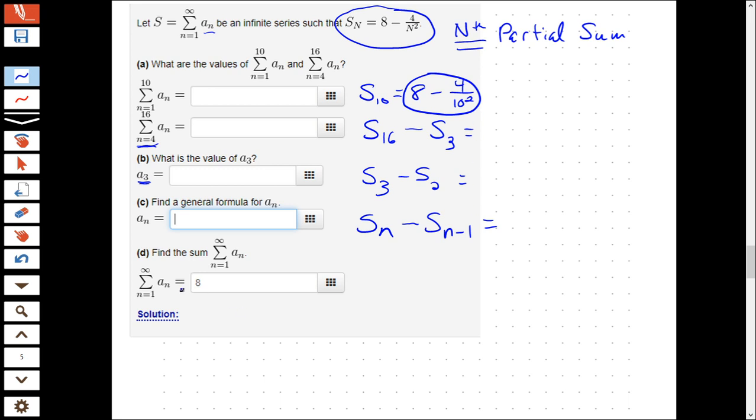Try and come up with the rest, and then finally in the last one, you're actually taking the limit as n goes to infinity of the nth partial sum, which is how we take the limit of a series, an infinite series. And yes, of course, that's just going to be equal to 8.